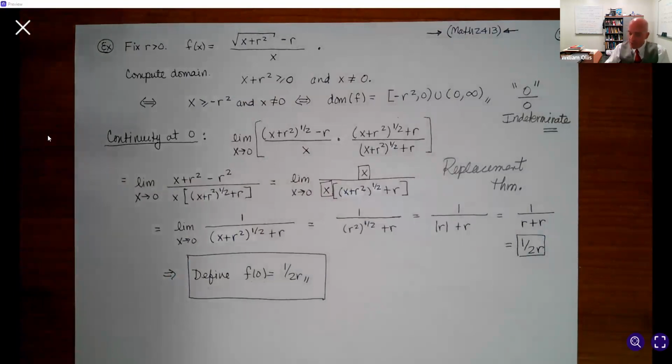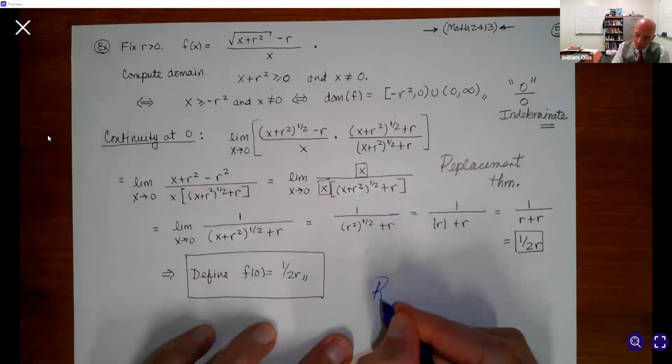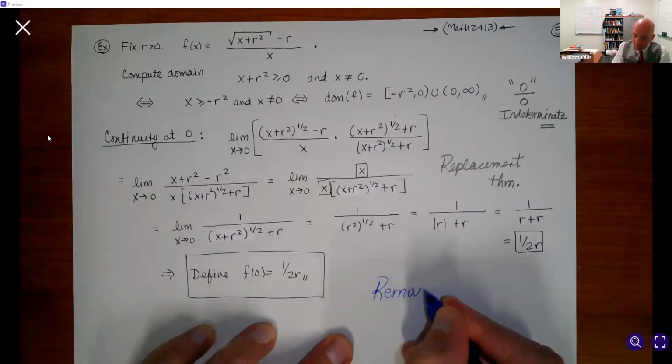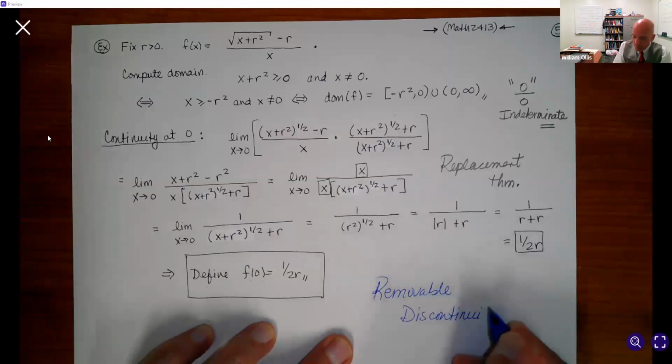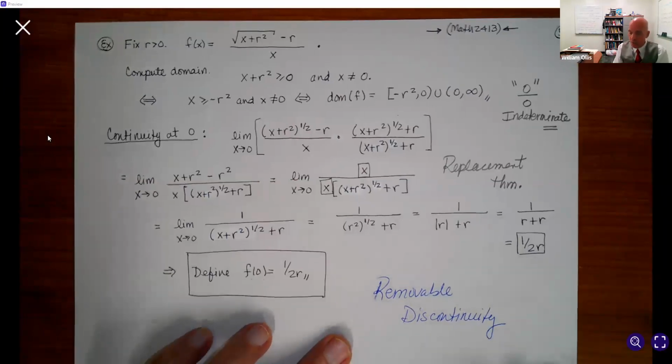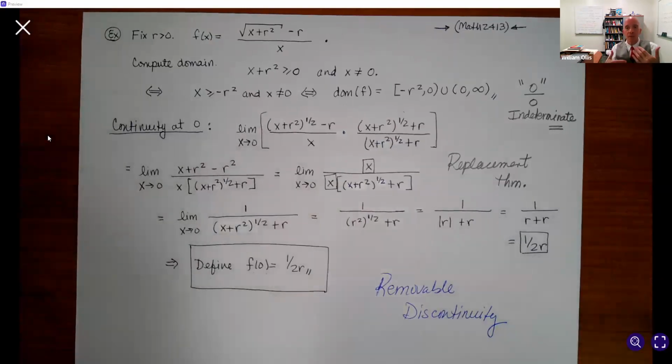So when we look at this, ladies and gentlemen, we see that we have a what? Removable discontinuity. Remember, with the removable discontinuity, you have the existence of the limit, okay? The greatest integer function was a train wreck, okay? It has infinitely many discontinuities.